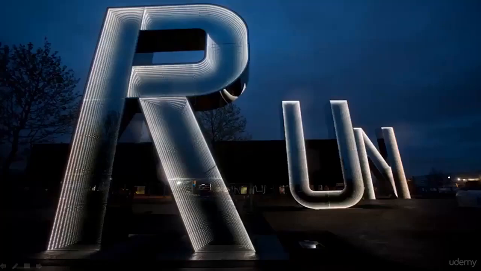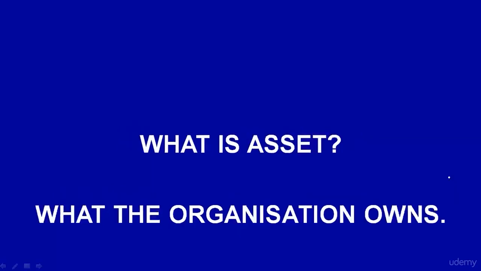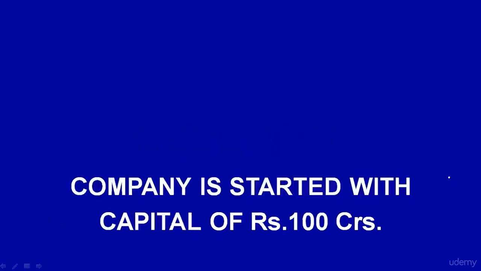Now we'll just run through the balance sheet, okay? In balance sheet, the liabilities and assets are recorded. So what is liability? Anything which has to be repaid is a liability. So understand, anything which should be repaid is a liability. And what is asset? What the organization owns, or what the organization has acquired out of the funds brought in from liabilities. So let us understand with an example.